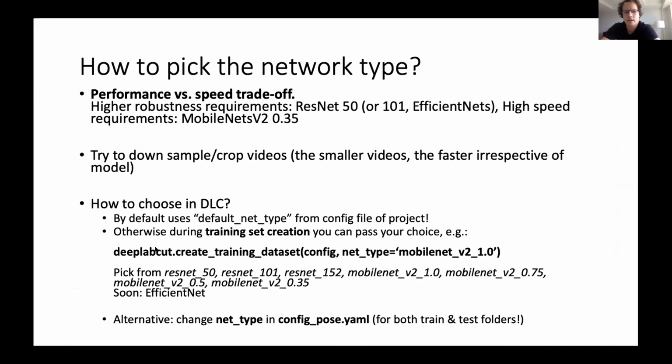So in practice, how do you do this? When you create the training set in DeepLabCut with create training set, you pass the configuration file, and here you can just set the net type, the network type that you want to use. And here this would be a mobile net that you are setting. There are lots of different architectures, as I highlighted, and you just have to pass this argument here. If you don't pass anything, then I think by default it will pick a ResNet 50. Okay.